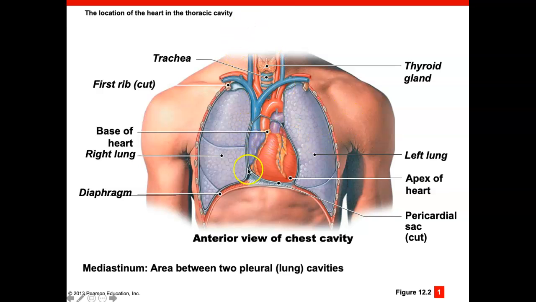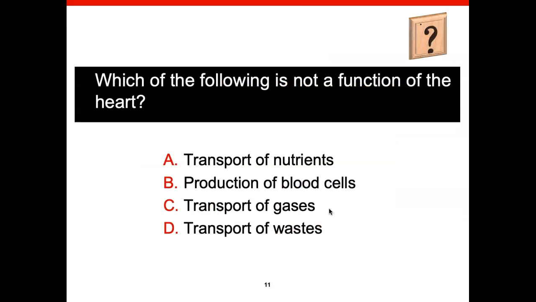There is a region here between the lungs called the mediastinum. You can see here, this is the anterior view, and the heart always points off to the left. On an anterior view, it's attached by fibrous tissue to the diaphragm. Which of the following is not a function of the heart? That would be production of blood cells. That's a function of red bone marrow.